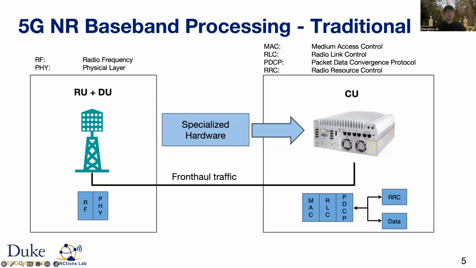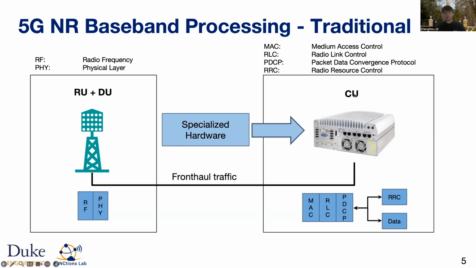So this is what the traditional 5G baseband processing network architecture looks like. We have the RU and DU, which are the radio unit and distributed unit, and they contain the radio frequency and also physical layers. On the other side, the MAC layer, the radio link control, the packet data convergence protocol, and the radio resource control belong to the centralized unit, which we call CU.